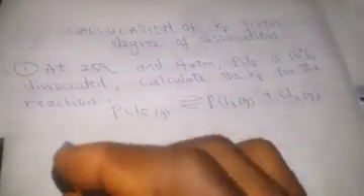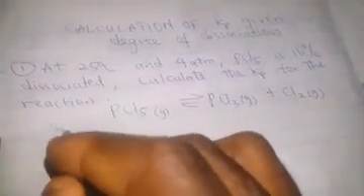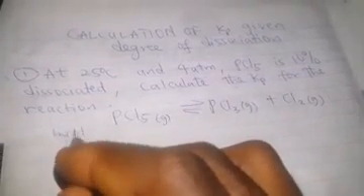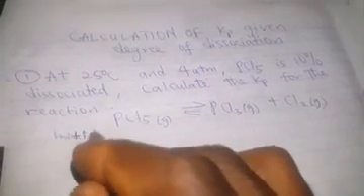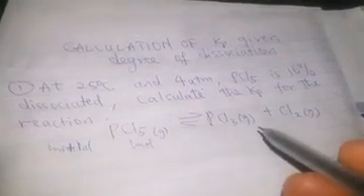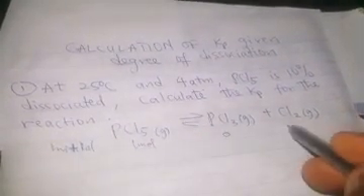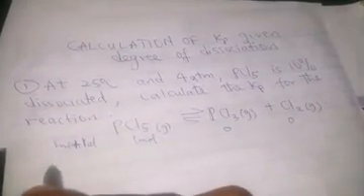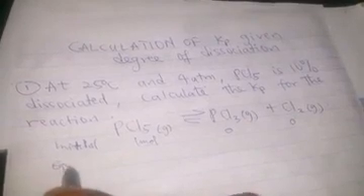Now we are going to start by considering the initial amount. Whenever you are given degree of dissociation, you can assume that the initial mole is 1 mole, and of course the products are 0, 0. Then the next step is to find the equilibrium concentration, the equilibrium mole.